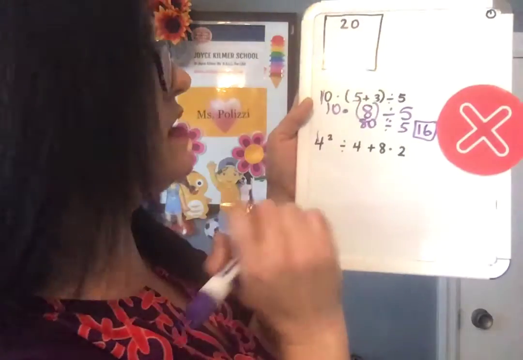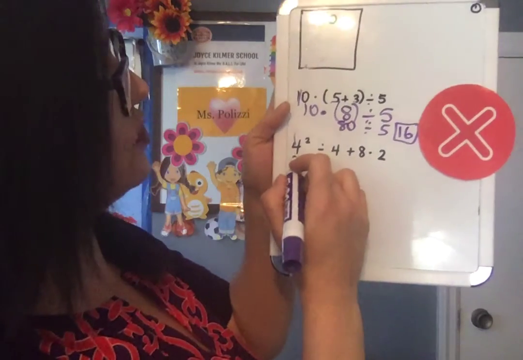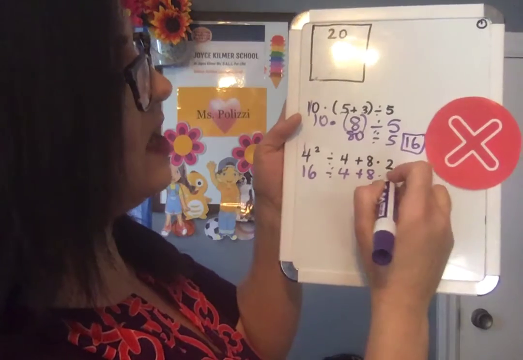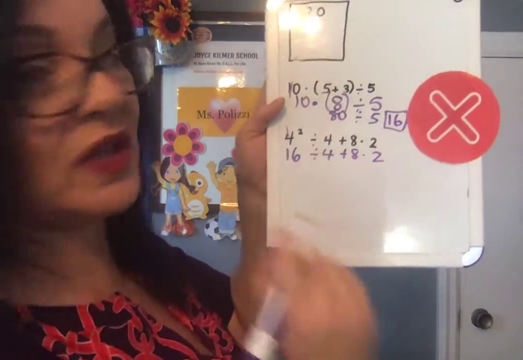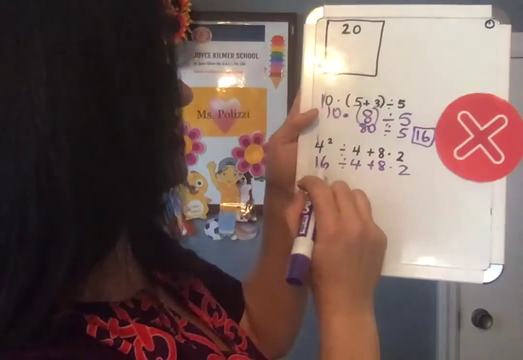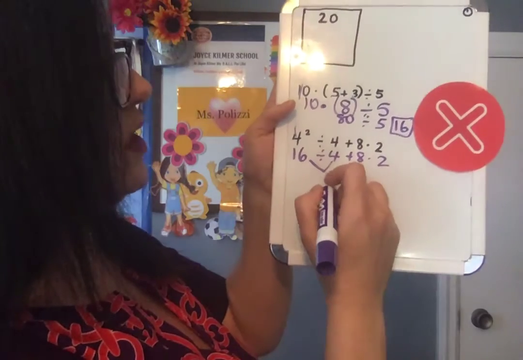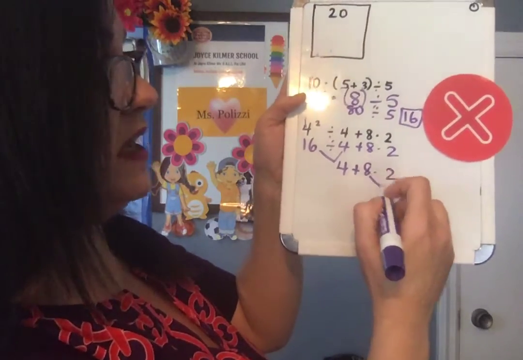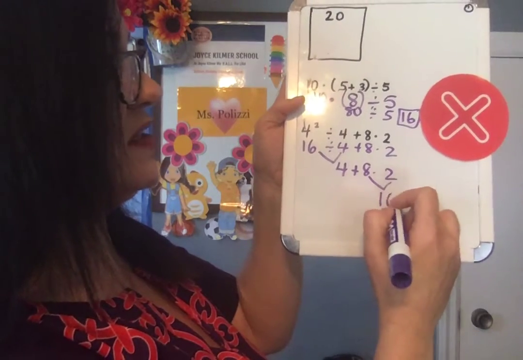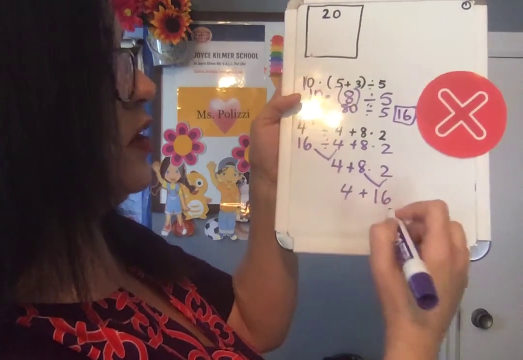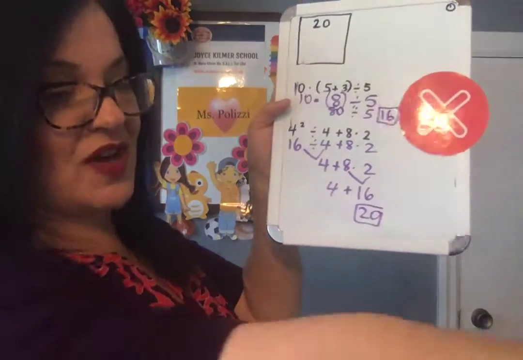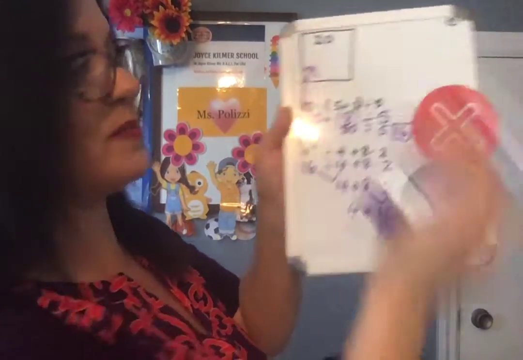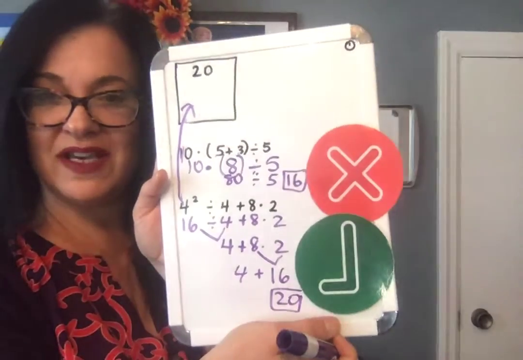Parentheses, none. Exponents, yes, I have 4 squared, which is 16. I'll bring everything else down. Multiply or divide, I have division first, so 16 divided by 4 is 4. Bring everything else down. I have multiplication. 8 times 2 is 16. And 4 plus 16 is 20. So I will drag and drop this expression to my 20s box. And that's how you do page 1.